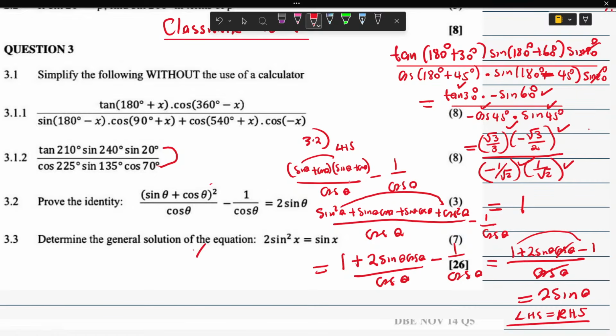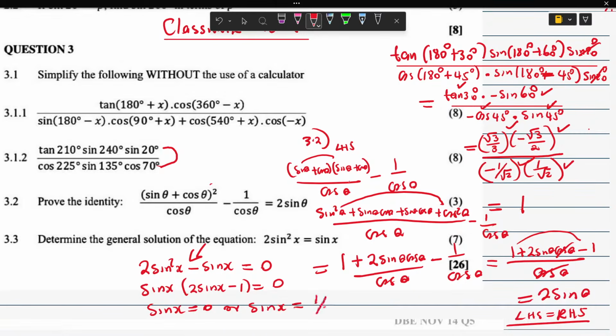Now, we look at the last question. What is it that you need to do on the last question? You take sine to the left, so it's 2 sine squared x minus sine x is equal to 0. Therefore, you take out sine x as a common factor. It will be sine x times 2 sine x minus 1 is equal to 0. Therefore, sine x is equal to 0, or sine x is equal to 1 over 2. Then you do the general solution for this one and this one. Okay? That is how we do it.